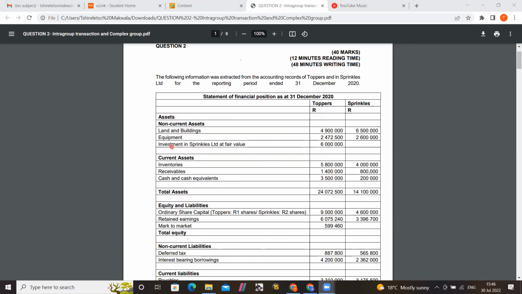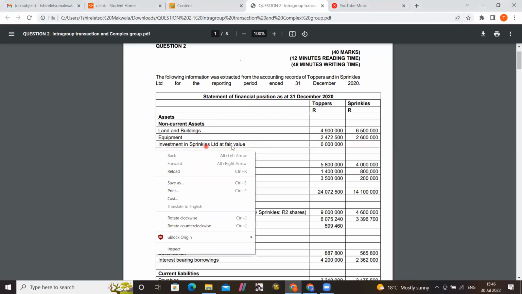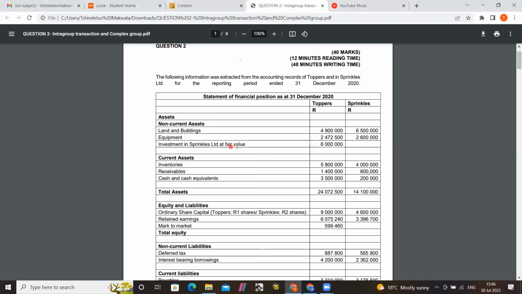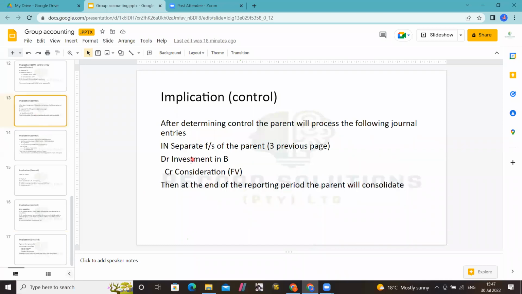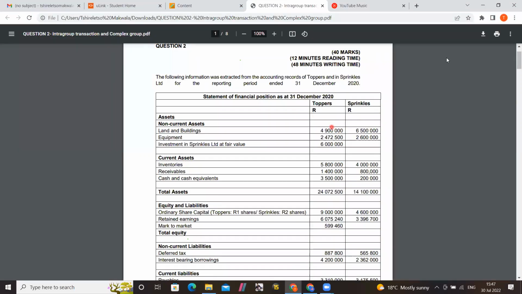Now, what do we see also? We see this investment in Sprinkles. So we know that Topper actually bought shares from Sprinkles, because we see his investment and they're telling us that it's at fair value. At fair value means that it's not this consideration amount, because like I said, in the separate statements you're going to have this amount here for the investment, like they did here.